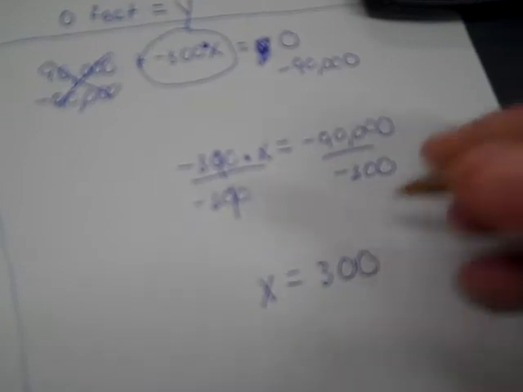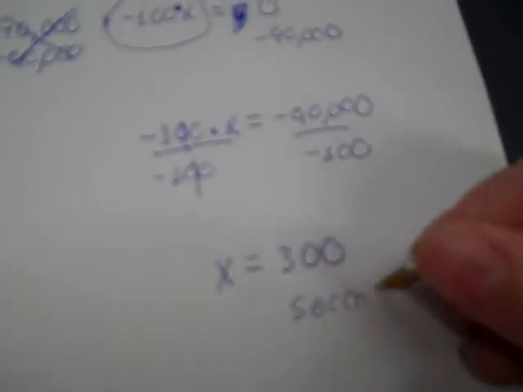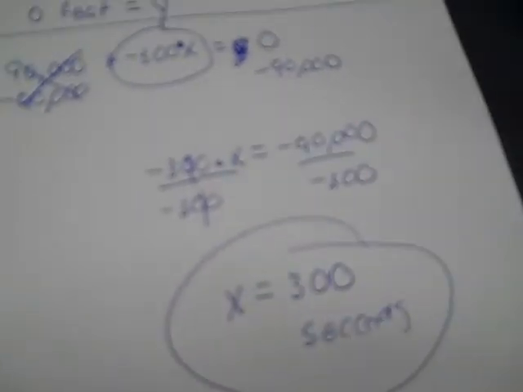Okay, now incidentally, negative 90,000 divided by negative 300 is 300. Okay, so X is 300. So X is seconds. It's going to take 300 seconds for that to land, which would be minutes. It would actually be 5 minutes. 300 seconds is 5 minutes. You don't need to put that though.